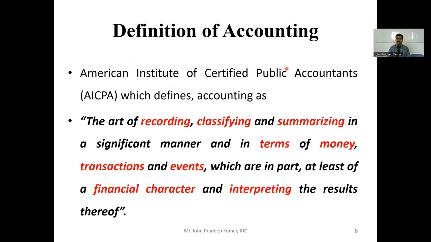Now we will look into the official definition of accounting. The definition you can see on the slide is from AICPA, the American Institute of Certified Public Accountants. They have defined accounting as the art of recording, classifying, and summarizing in a significant manner and in terms of money, transactions, and events which are in part at least of a financial character, and interpreting the results thereof. This is the full definition of accounting.